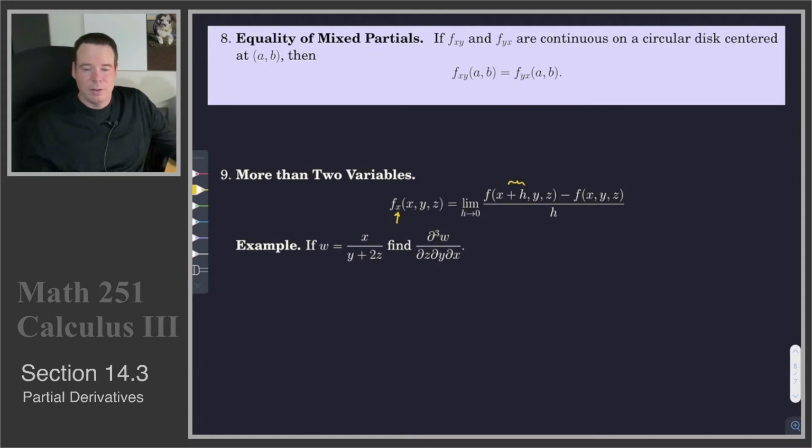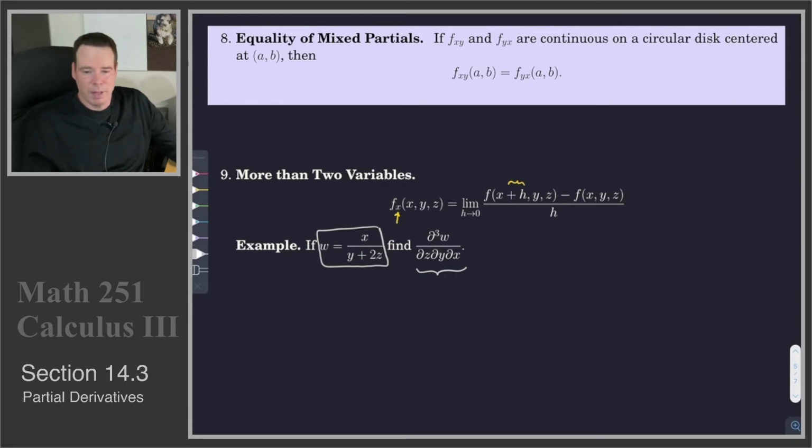And in terms of calculating, it just means treat any variable that isn't x as a constant, and then just go ahead and compute the derivative with respect to x as you normally would in Calculus 1. So let's look at an example of this. Here's our function w of 3 variables, x, y, and z. We are interested in finding this derivative, the 3rd derivative of w with respect to z, y, and x.